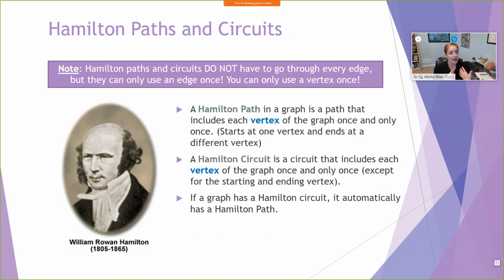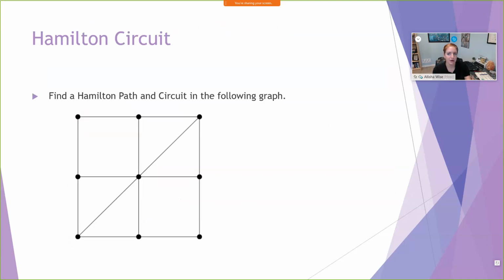Now, in a graph, you can have both a Hamilton circuit and a Hamilton path. I know that was different in Euler. You could only have one or the other or neither, right? You couldn't have them both. But with Hamilton, sometimes it'll only be a Hamilton path, sometimes a Hamilton circuit, sometimes both. And Hamilton circuits and paths don't have any fancy way of discovering whether a graph has a Hamilton path or circuit. You just kind of have to look and see and play around with it.